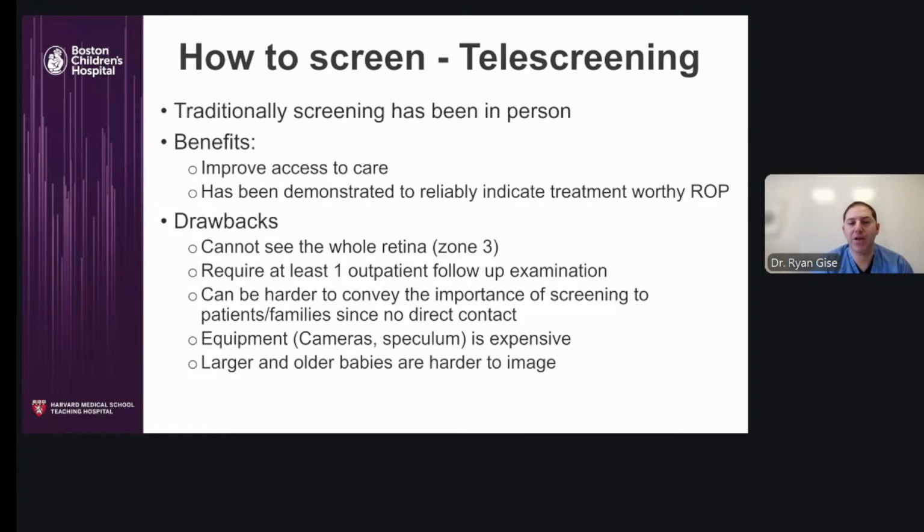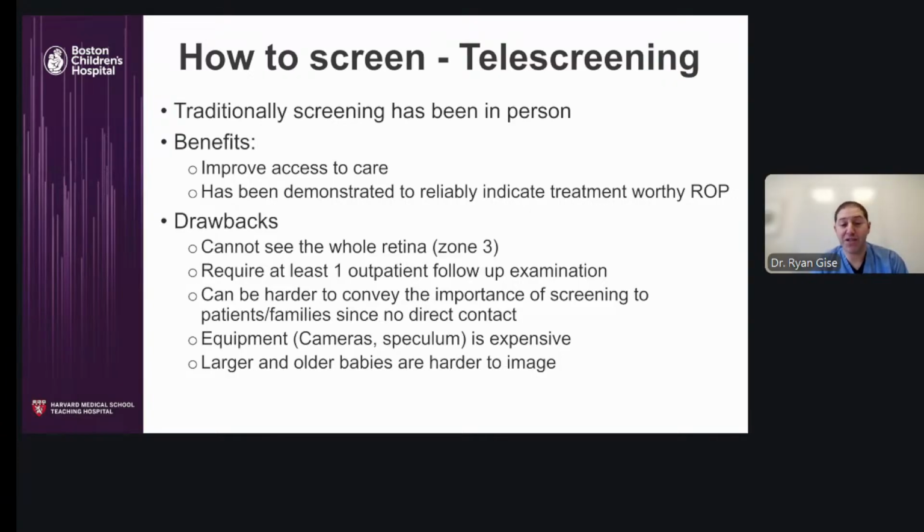Sometimes, given how many problems most of these babies have and how many subspecialists are involved, it can be hard for the NICUs to convey every detail about every subspecialty problem. One of the things that we've noticed is that the importance of following up can be a little bit harder to convey.